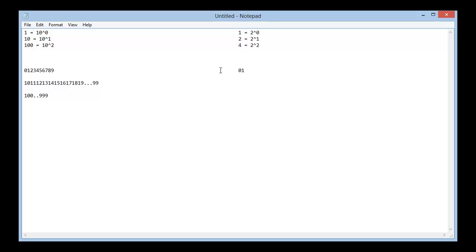But the place of the number changes. So, for example, just because you have a 1 doesn't make it 4. Just because you write this doesn't make it this. In fact, it makes it this.